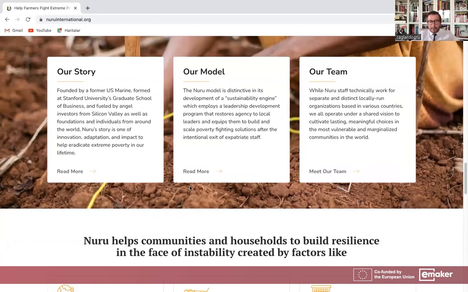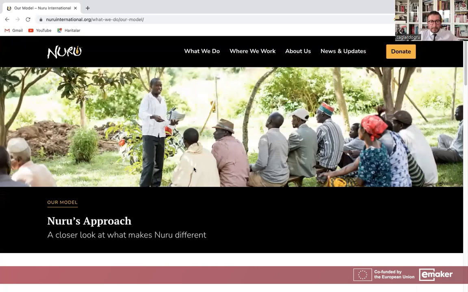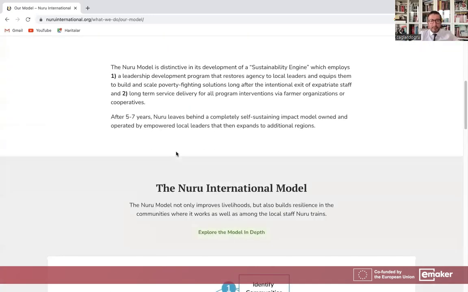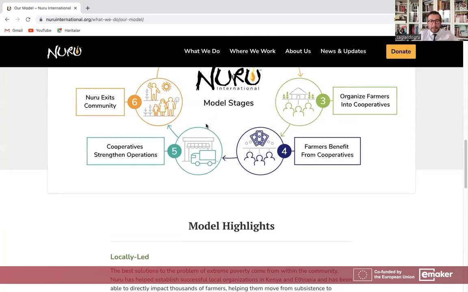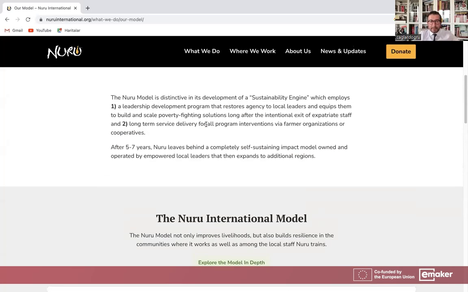Here, I'm curious about their model. Let's have a look at the model here. What's that? It looks something simple, but let's have a look. Sustainable Engine, a leadership development program that restores agency to local leaders and equips them to build and scale poverty-fighting solutions long after the intentional exit of expatriate staff. Long-term service delivery for all program interventions via farmer organizations or cooperatives.